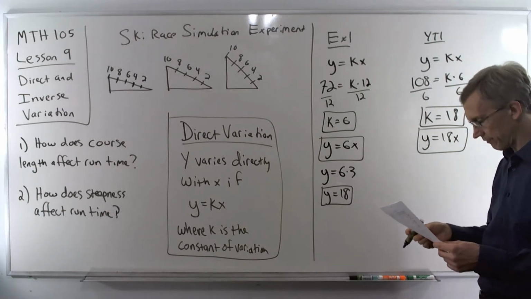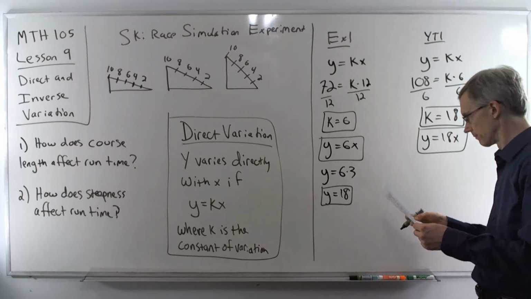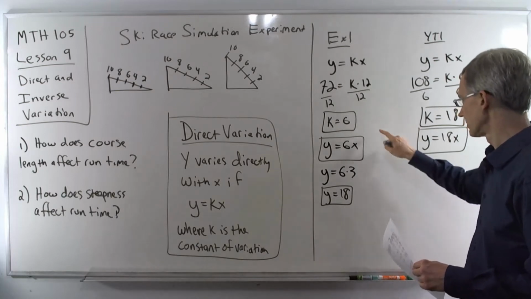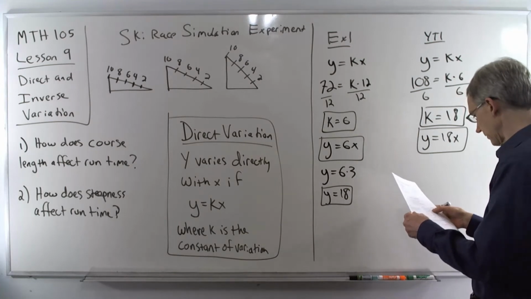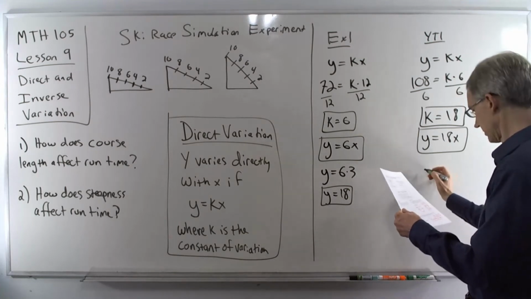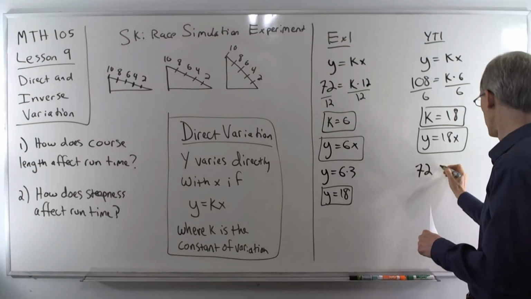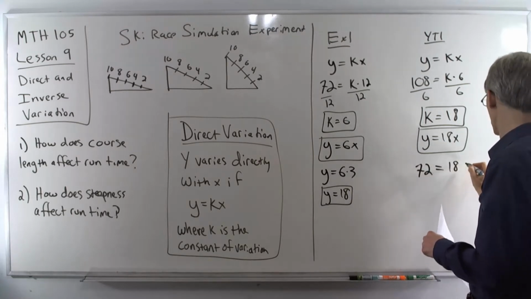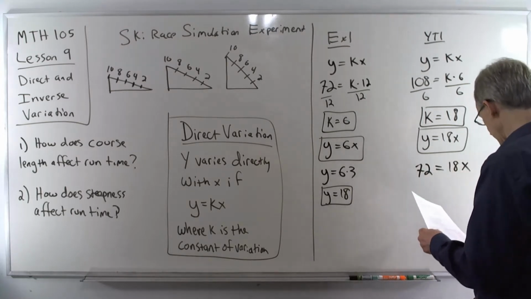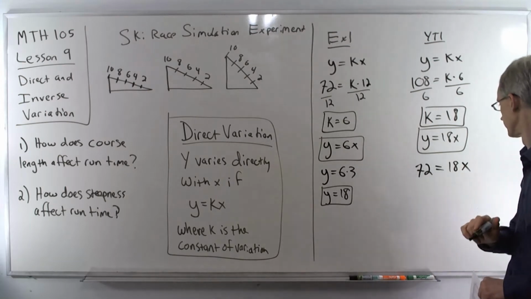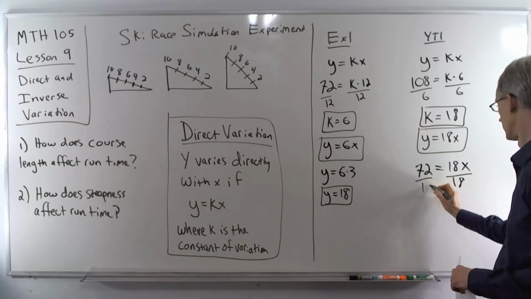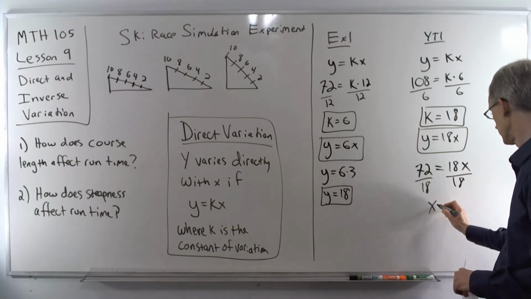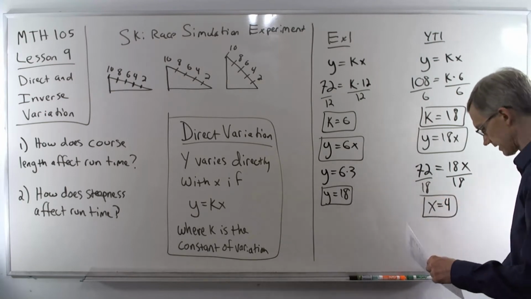Now they want to know what's the value of x when y is 72. All right, so on this one, we just had to plug it in and find our answer. But this one's a little bit different. And we're given the y value. So I'm plugging in 72 for y. So we get 72 equals 18x. Divide by 18 on both sides. And x is 4.